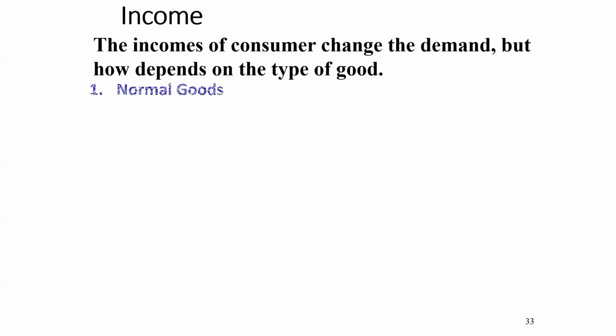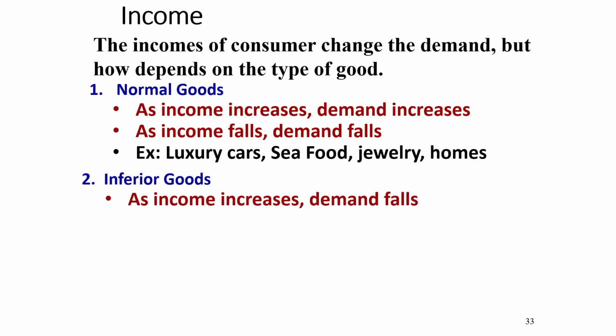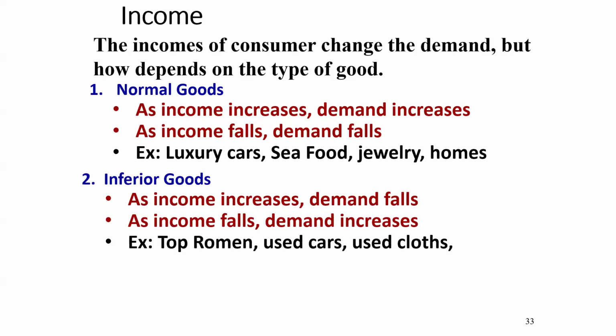All right, income. Normal goods, direct relationship. All right. If they don't say anything, you're assuming it's a normal good. Inferior goods, as income increases, demand falls, inverse relationship. Again, read carefully. Because I'd say when they throw in inferior goods, guys get those questions wrong, because they're just not reading carefully. Okay.